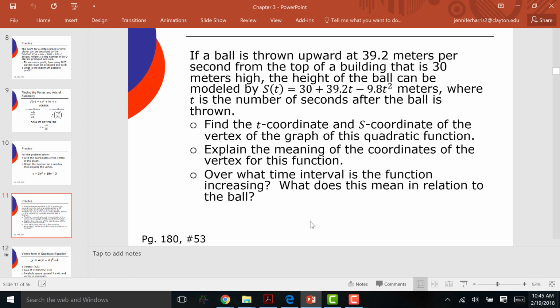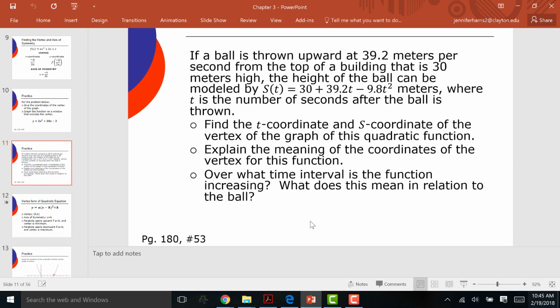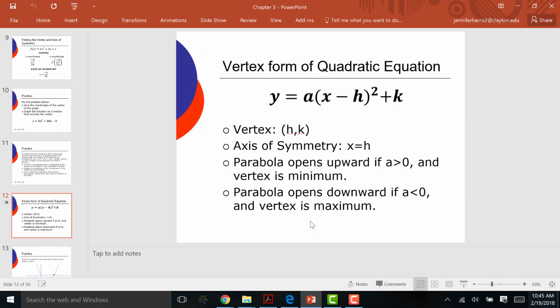All right, I'm going to stop with that slide because the next slide takes you into a different format of the vertex, a different format of the quadratic function. We learned about the first form, which is ax squared plus bx plus c. That's the standard form of a quadratic function. The next slide we're going to talk about is called the vertex form of the equation. We're going to do that next class.